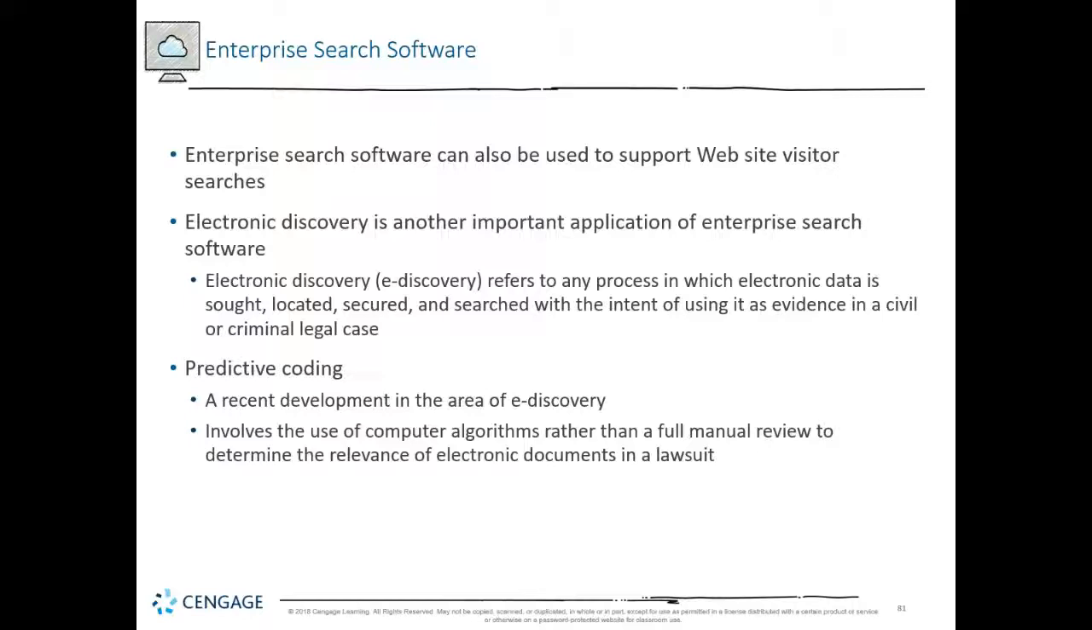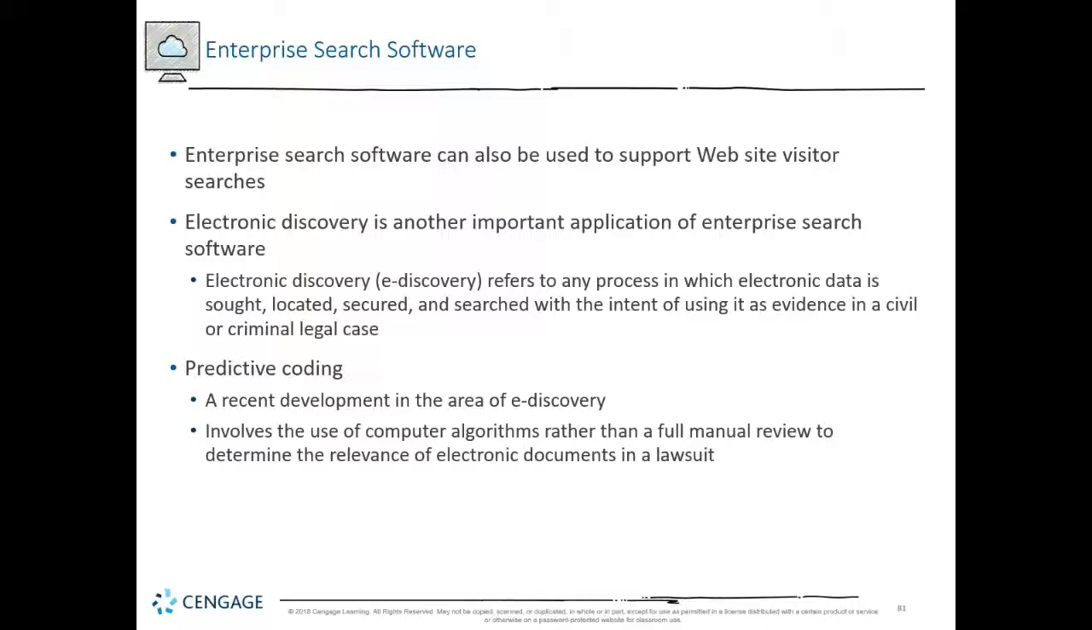Enterprise search software. Enterprise search software can be used to support website visitor searches. Electronic discovery is another important application of enterprise search. Electronic discovery refers to a process in which electronic data is sought, located, secured, and searched with the intent of using it as evidence in civil and criminal legal cases.